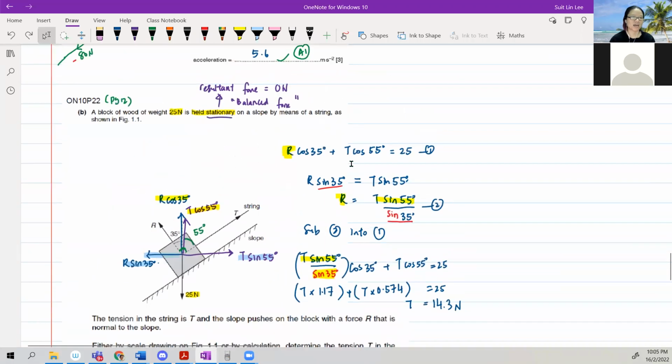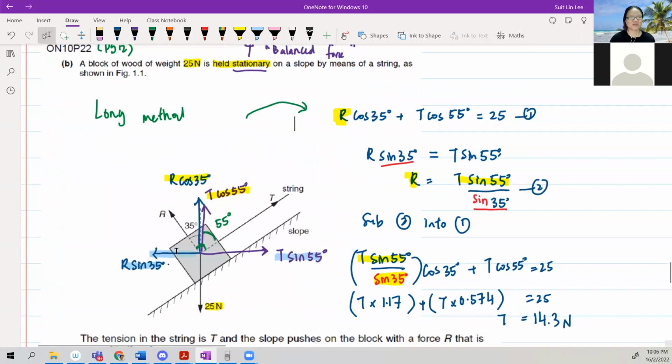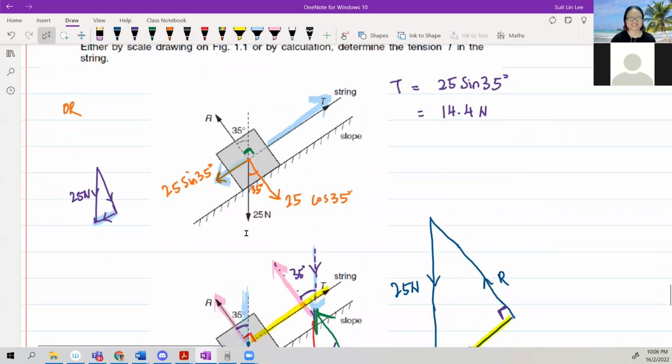You can always default to the X and Y component method. It's not wrong, it's just long. This one, I don't recommend. You're going to take out too much of your time. So learn to tell which one to resolve. If you resolve these two, it's GG. But if you resolve 25, it's not that bad.